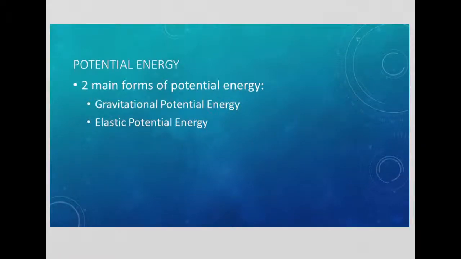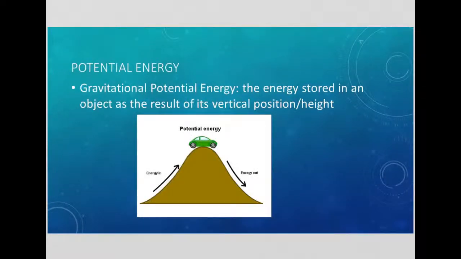Potential energy comes in two main forms. Gravitational potential energy, which is going to be the big one that we're going to be using in class, and then elastic potential energy. Gravitational potential energy is going to be the energy stored in an object as the result of its vertical position or height.